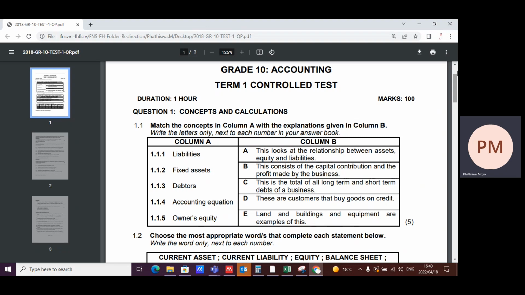Here it says 1.1 liabilities. So you must match it to the explanation in column B. Can you guess which one is the most appropriate? I think C is the most appropriate. Yay, you guessed it. Fixed assets, which is 1.12. I think E is the most appropriate. Yes, debtors.